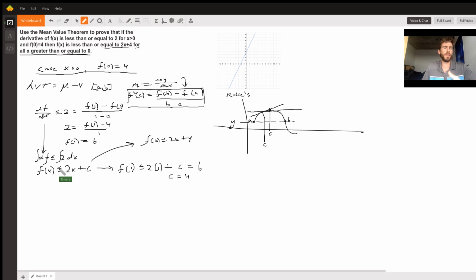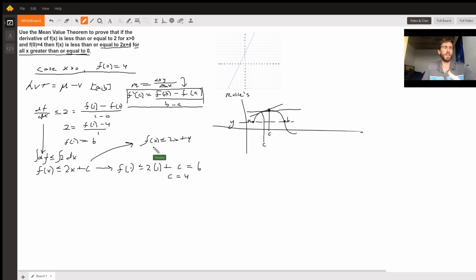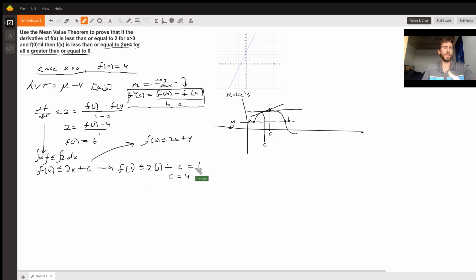And we know it's less than or equal to because we're still keeping this in the same form of this original equation. So we're not going to be flipping the sign around. We didn't do anything to warrant flipping the sign around. So now we're getting f of x less than or equal to 2x plus 4 as the main equation. And to get that, we can use this f of 1 value that we got, which is 6, and we can say, okay, 2 times 1 plus c is equal to f of 1 or 6. And I end up getting c is 4.